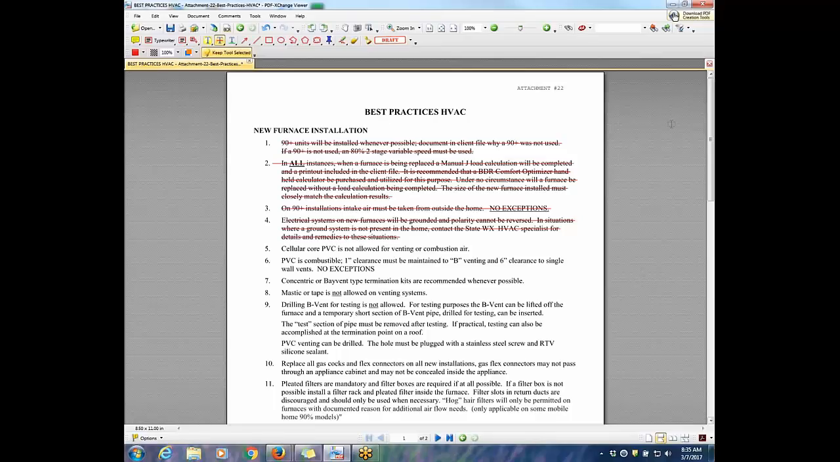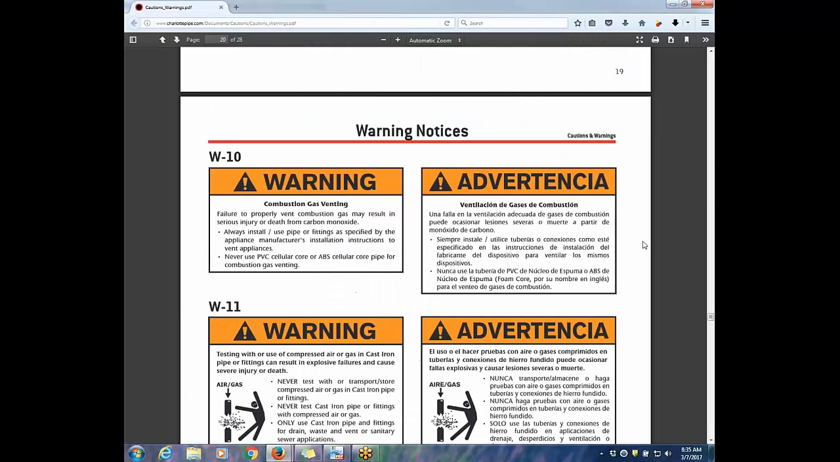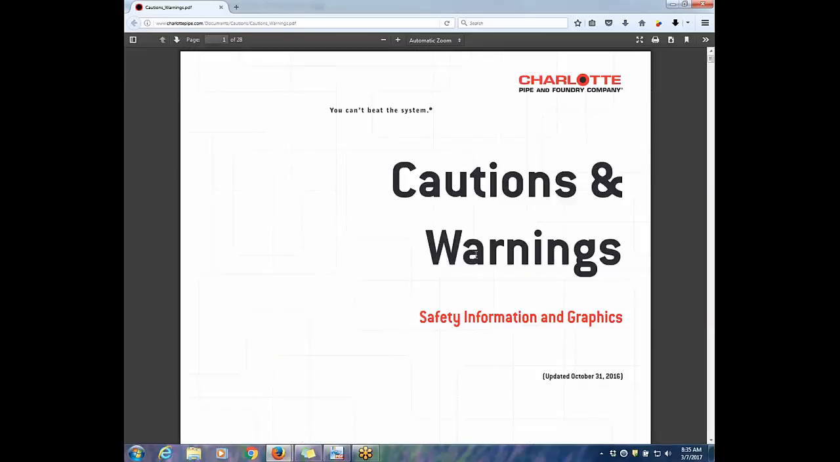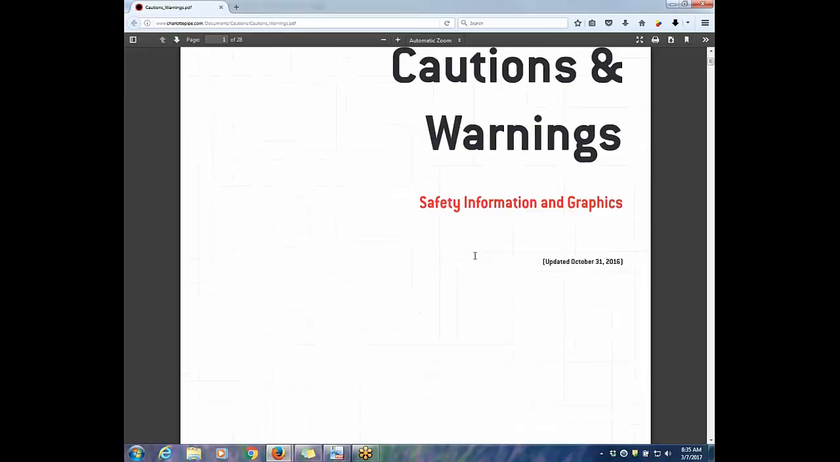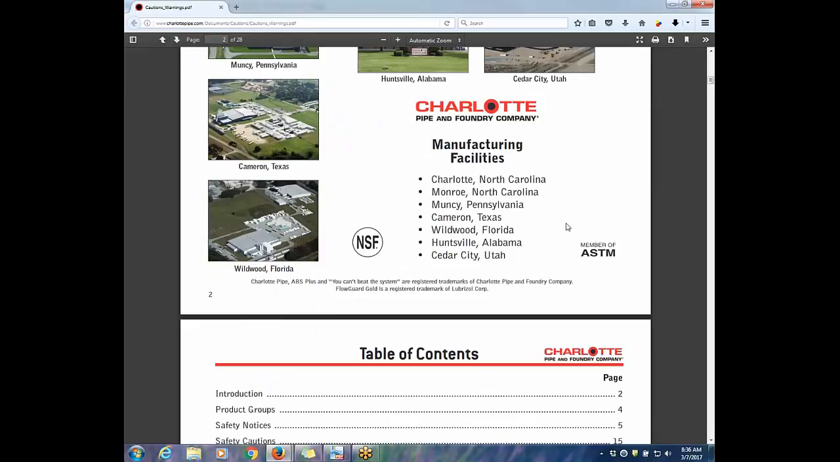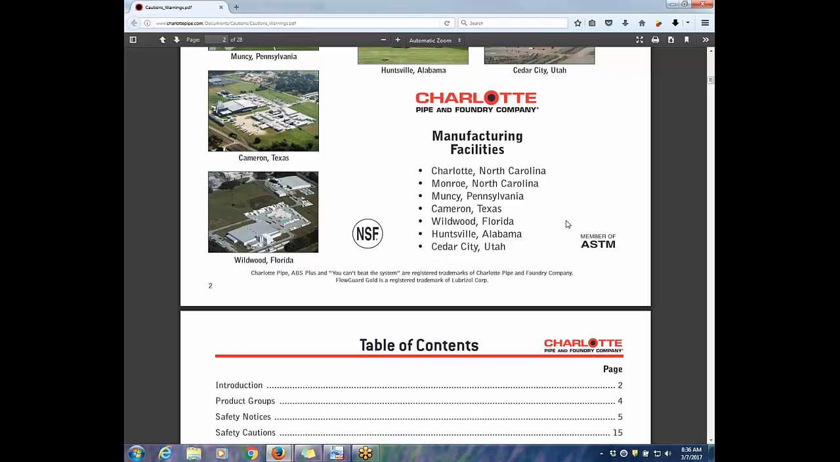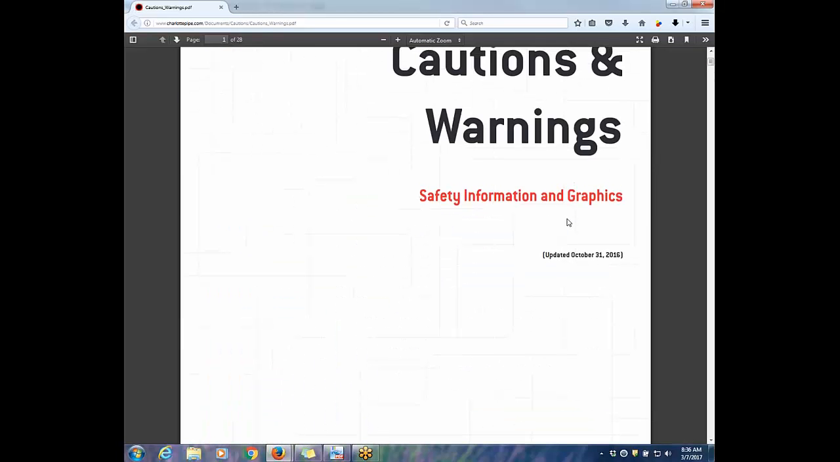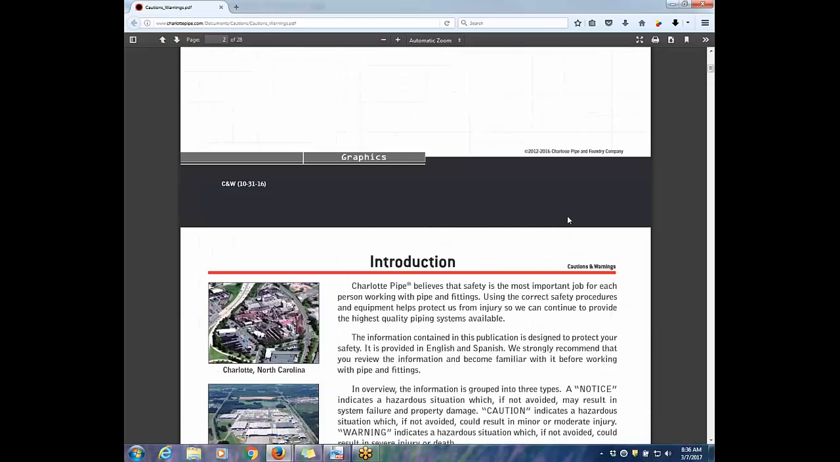So what I went ahead and did, I'm going to move something over onto my other screen. Can everyone see this big warning notice I got on my screen now? Yeah. Okay, so this warning notice is from a company called Charlotte Pipe. And if you go out into any of your warehouses and look at your PVC pipe, I'm willing to bet you lunch it comes from Charlotte Pipe Manufacturing. They're the number 1 largest supplier of PVC, ABS, and CPVC pipe in the U.S. So this is Charlotte Pipe and Foundry's cautions and warnings for their products, okay?